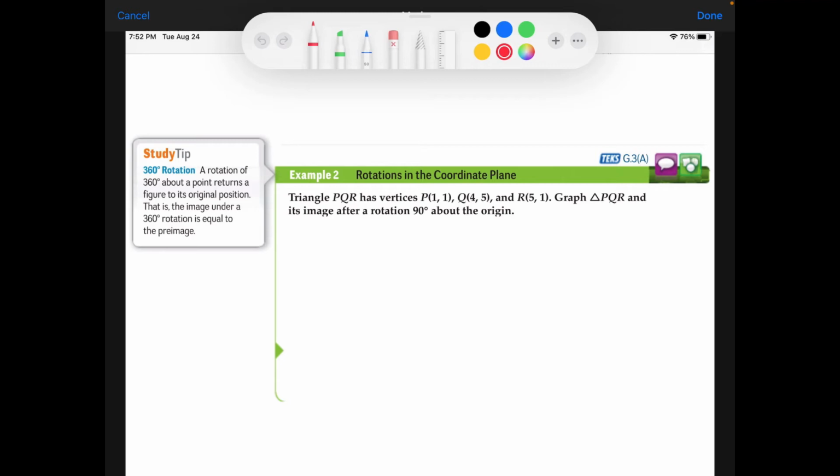All right, so let's do an example. Triangle PQR has vertices, and that tells us where they are. They want us to graph the triangle and its image after a rotation. And what is the rotation? That's the key. 90 degrees about the origin. It doesn't have a negative, so we know we're going to go counterclockwise. So thinking back at our rules, we're going to write our rule down, and I'm going to transform every point using the rules.